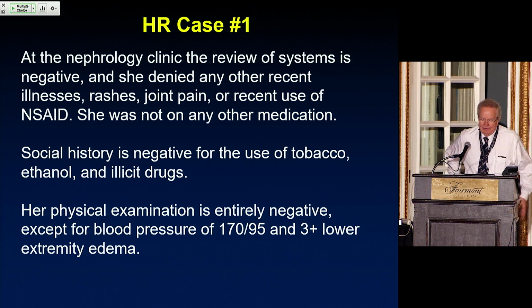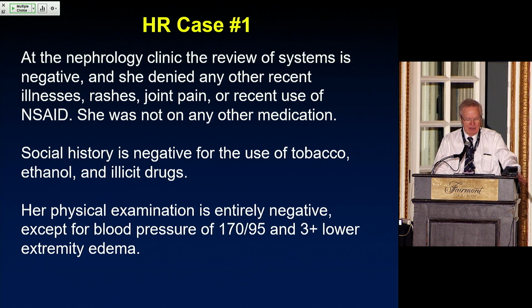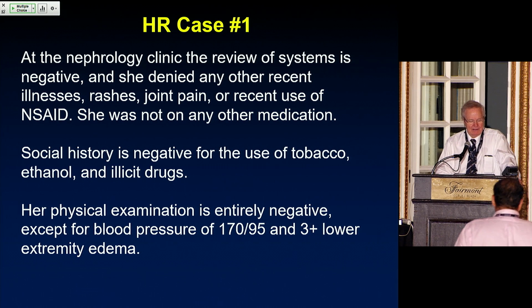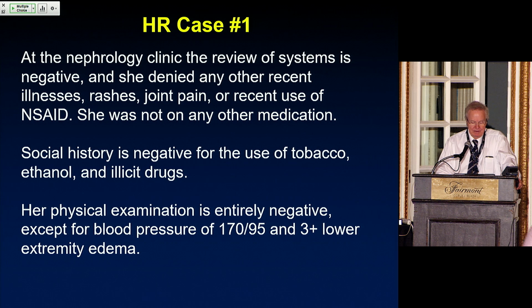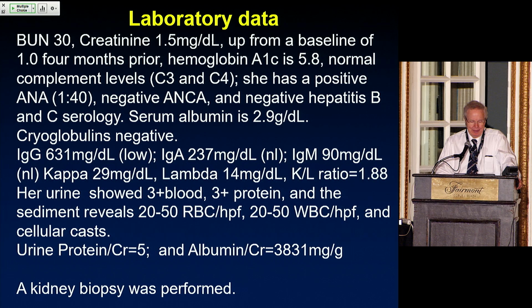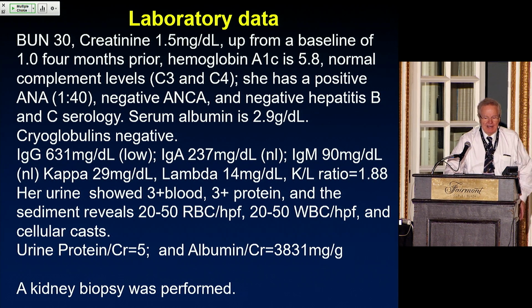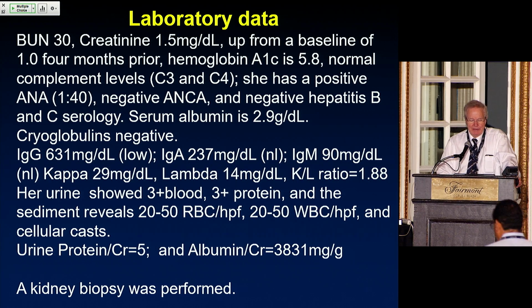Social history is negative for the use of tobacco, ethanol, and illicit drugs, and the physical exam is entirely negative except for blood pressure, 170 over 95, and she had 3+ lower extremity edema. BUN is 30, creatinine 1.5, up from a baseline of 1 4 months prior. Hemoglobin A1C is 5.8, normal complement levels. She has a positive ANA, a negative ANCA, and a negative hepatitis B and C serology. Serum albumin was 2.9 grams per deciliter, and the cryoglobulins were negative.